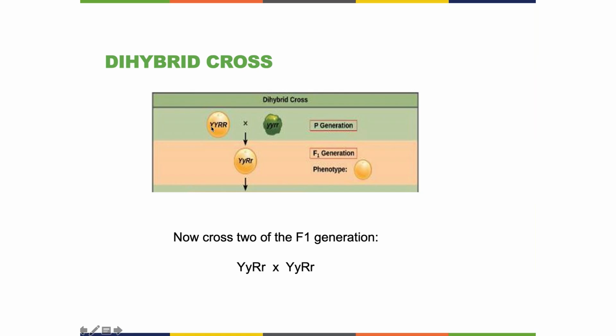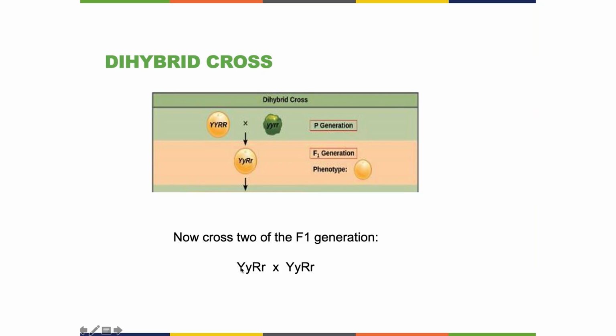This organism is going to contribute a Y and an R, but they're identical. And this organism is going to contribute a lowercase y and a lowercase r. It doesn't matter which one, because they're identical. So in the F1 generation, all the organisms are going to have a dominant yellow and a recessive yellow, a dominant R and a recessive R. So they're all going to be round and yellow, but they're going to be heterozygous for both characteristics. And in a dihybrid cross, now we're going to cross 2 of these F1s, which is big Y, little y, big R, little r each. And we have to look at the various gametes that they can produce.